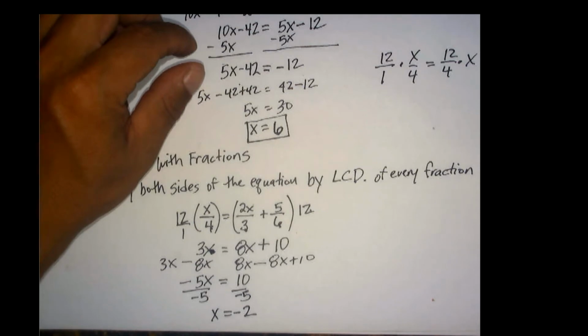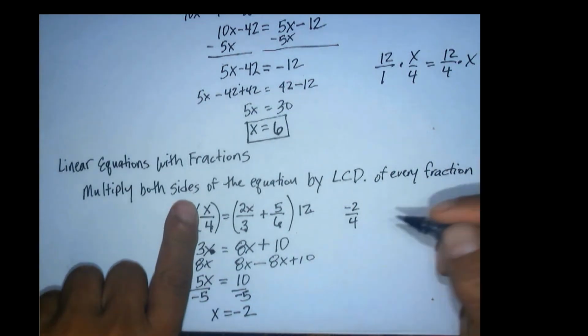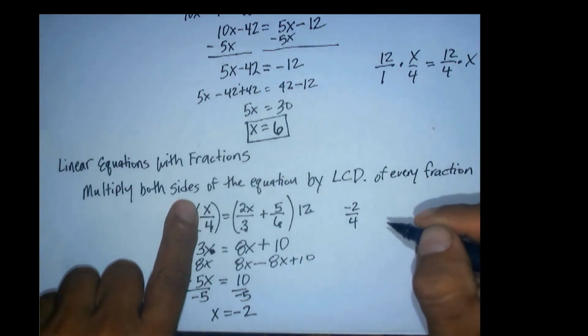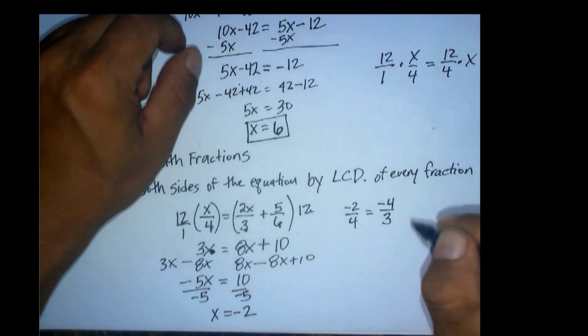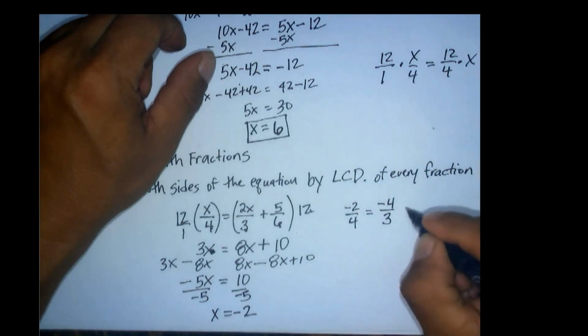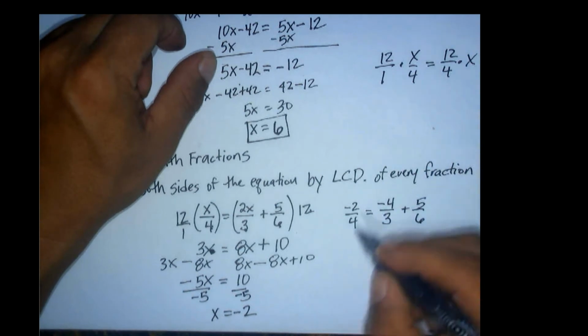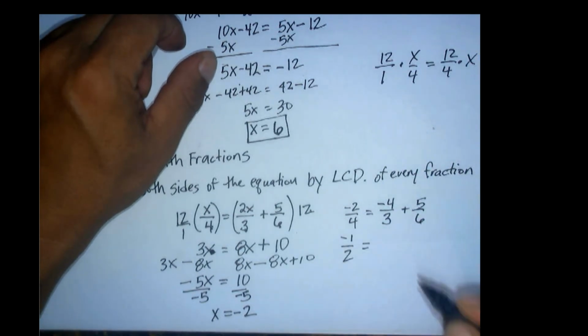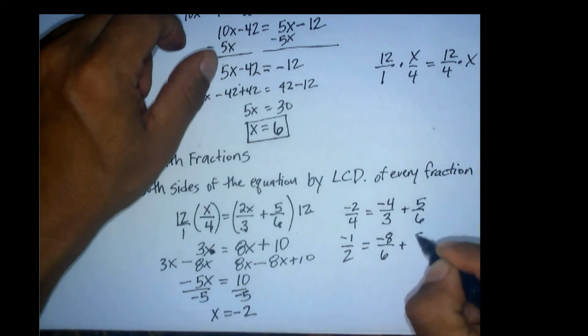Okay? So let's check our work. Negative 2 over 4, that's the original equation. If I plug in x, that is equal to negative 4 over 3, 2 times negative 2 is negative 4, plus 5 over 6. So let's go ahead and reduce this, and we know negative 1/2 is equal to negative 8/6 plus 5/6.